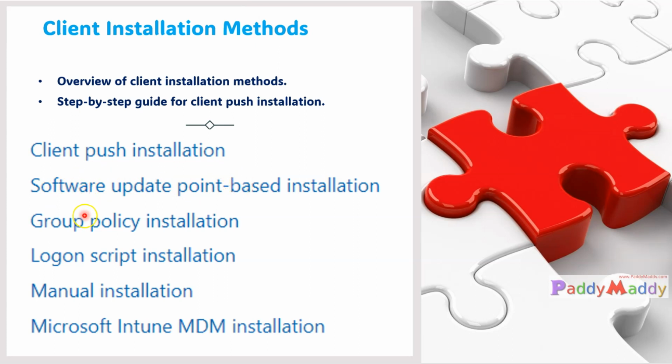Now when we talk about the group policy installation, as the name suggests, you would be configuring group policies, and by using those group policies, you would automatically deploy the client software. Within the group policies, you also have the logon script based installation. As soon as the user logs in, the installation command is automatically triggered. And the manual installation, as the name suggests, you would be installing manually using a command line option, which we would be doing. And apart from this, after the co-management capabilities, you can also deploy directly from Intune.